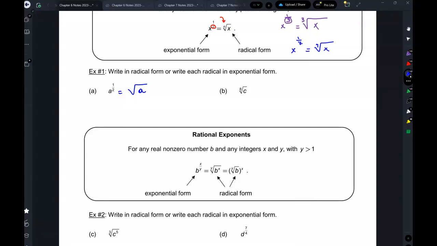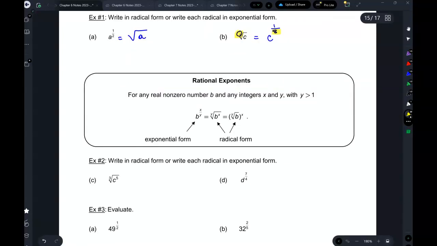Now, this, we have to write it as an exponential fraction. So it'll be c to the power of, remember, this becomes the denominator of the fraction, 1 over 8. All right? Okay, so this is always the denominator of the exponent.